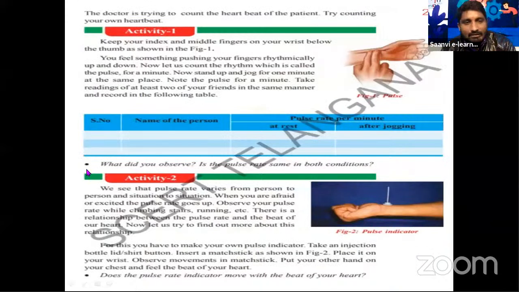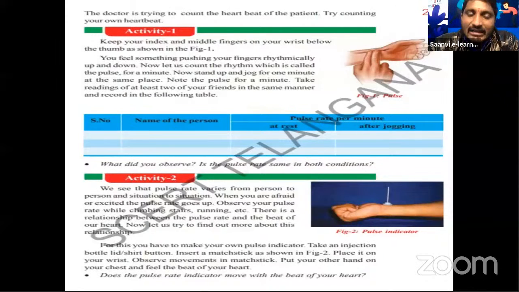Let us go on with this activity. We see that pulse rate varies from person to person. Like Madhavi's pulse rate before jogging was 81 and after jogging 104. So if you do that, you will also get the same, 81 and after, 104, like that. Don't think the pulse rate is the same for all. Pulse rate varies from person to person and situation to situation.